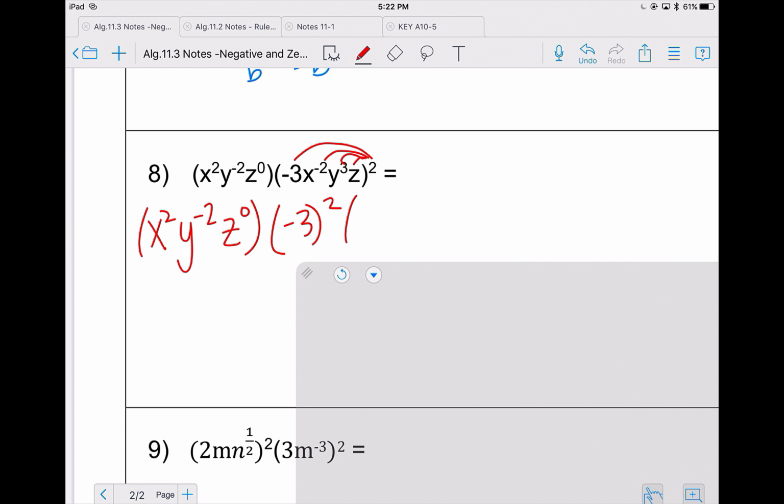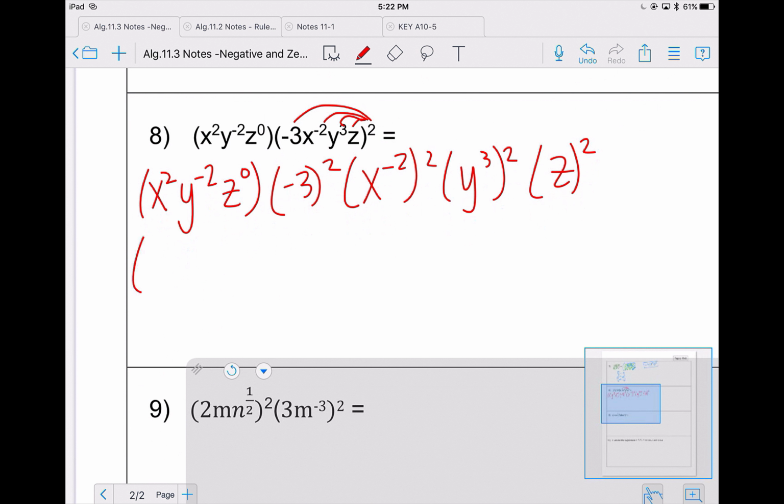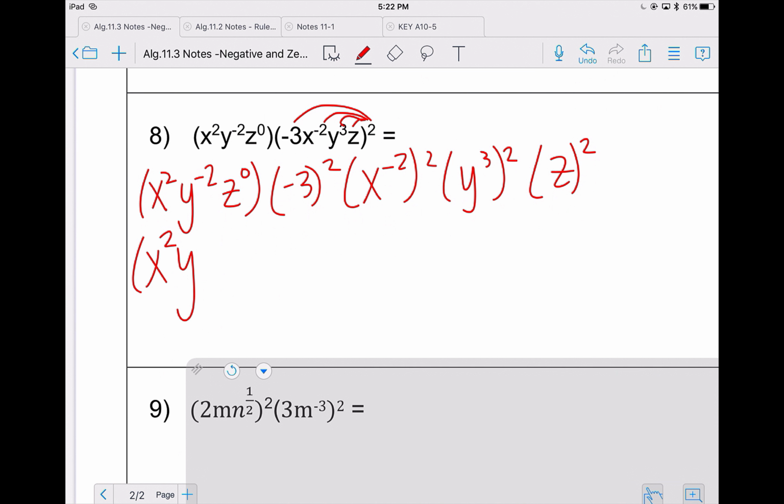So here everything gets a squared. So negative 3 gets squared, x to the negative 2 gets squared, y cubed gets squared, and z gets squared. So my first term stays the same. In my back term, negative 3 squared is 9. Make sure you put that entire thing in parentheses because negative 3 squared is different than parentheses negative 3 squared.